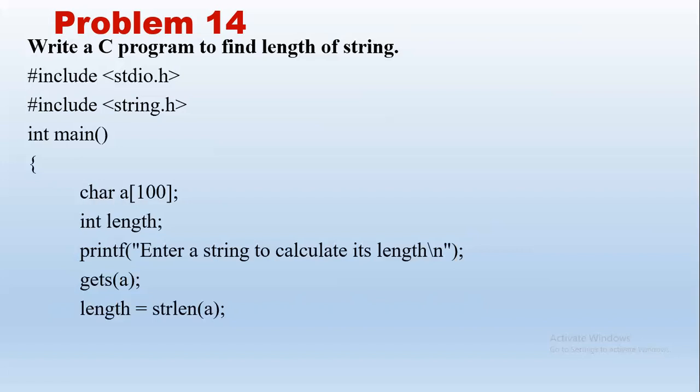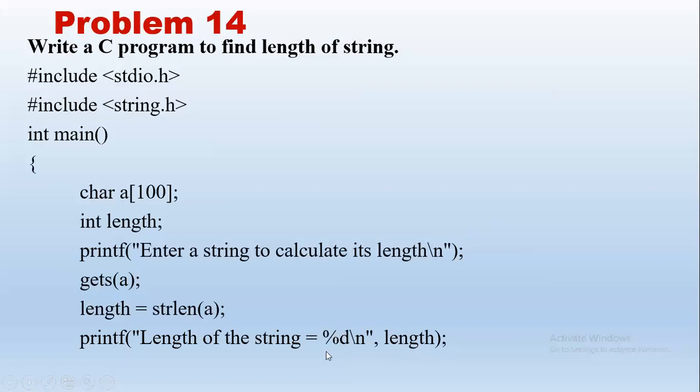Or if it is mentioned without using the built-in function, then we need to use the for loop and count each letter in the string. Once this statement is executed, it will simply count the number of characters in the string A and return that into length. Next we have to print the value of length, that is the length of the string, which is an integer. So %d will give us the value of the length of the string.